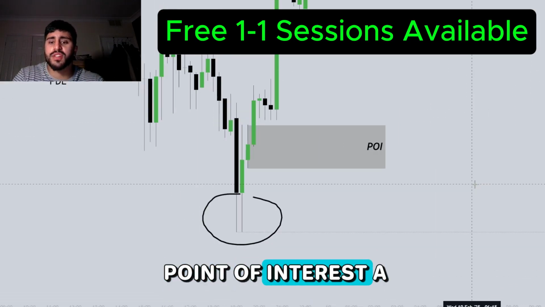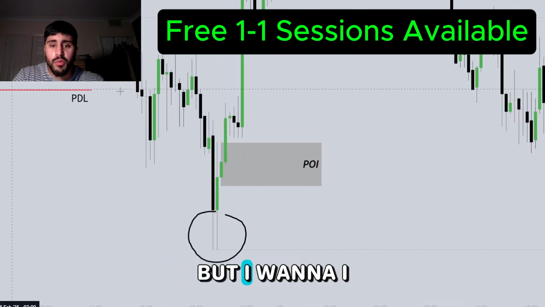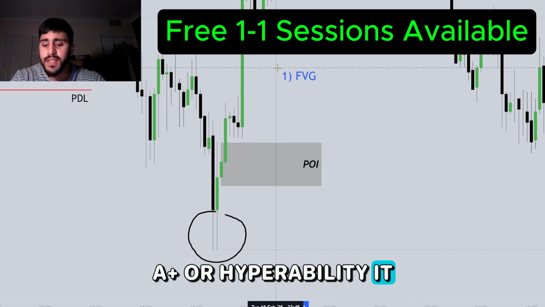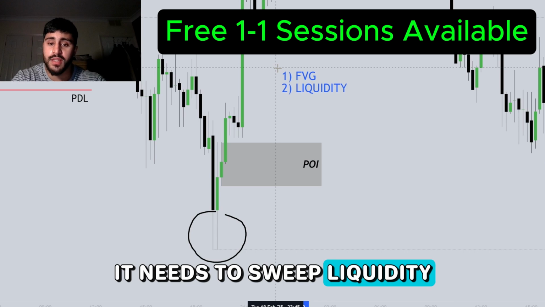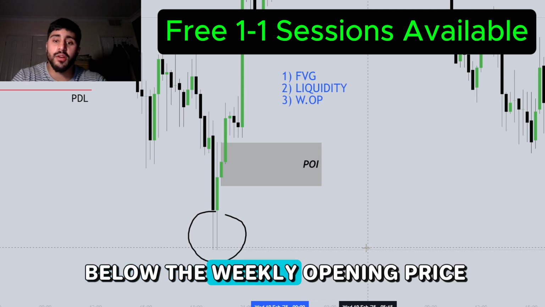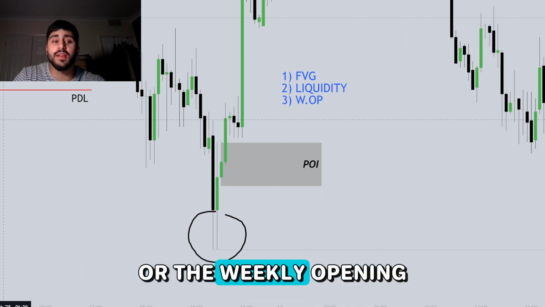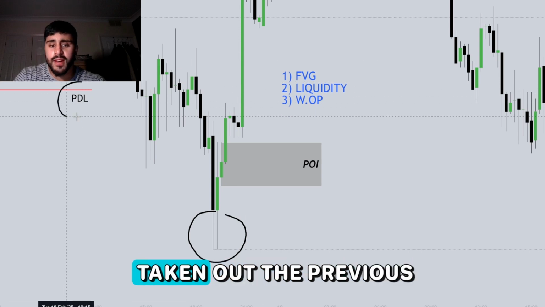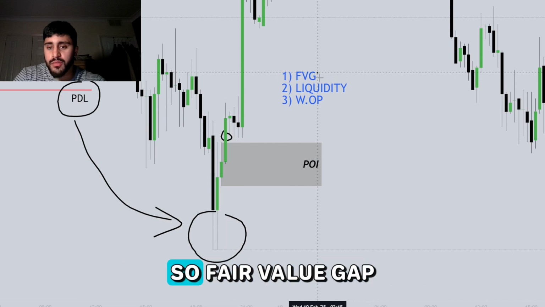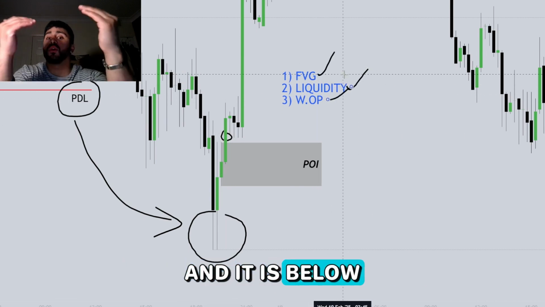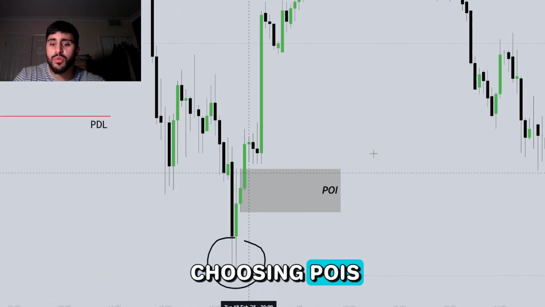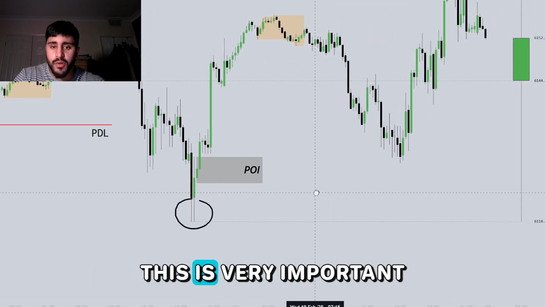Now, what makes a point of interest A plus is three things, right? I want traders to understand there's three things that make a POI A plus or high probability. It needs to leave a fair value gap. It needs to sweep liquidity. So in this case, it swept the previous day low. And the third most important thing is it needs to be below the weekly opening price. We're going to be going over the weekly opening price very, very shortly. But we've taken out the previous day low, so we've had a major liquidity sweep. We've left a fair value gap just over here. So fair value gap, liquidity sweep, and it is below the weekly opening price. Whenever you're choosing POIs, always remember these three rules, right? This is very important to understand, right?